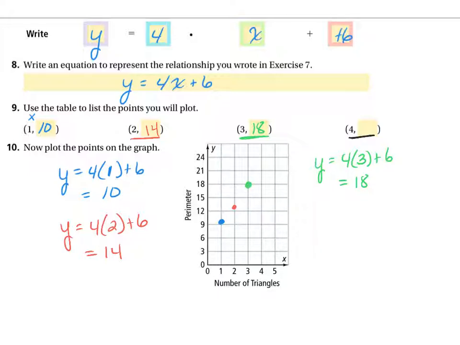And then we have our x value of 4. So we put 4 in the x spot. And we said it equals 22, which creates the point 4, 22. And as you can see, this creates a line. It's a linear function. Straight line means it's a function.